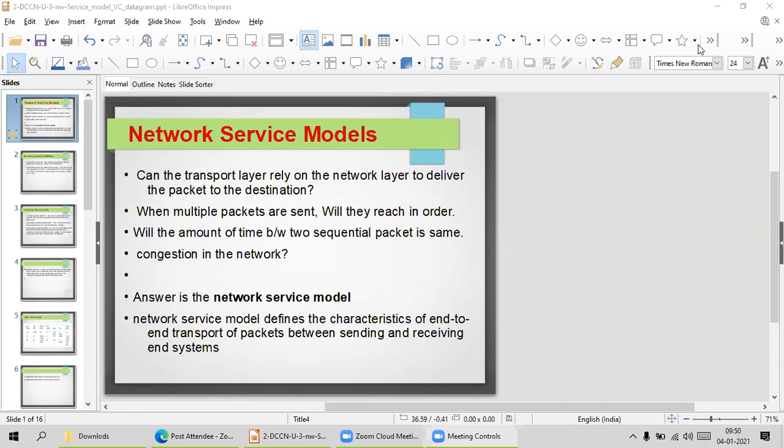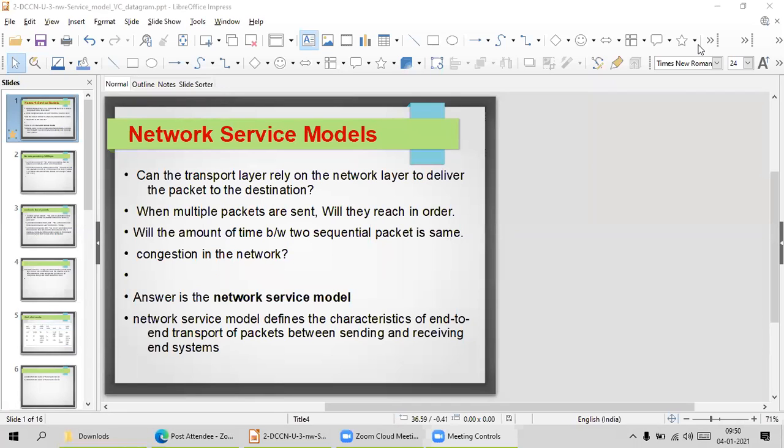Second question, when multiple packets are sent, that means I have n number of packets. For the sake of retransmission, our network will cut down the whole information into small packets, and those packets are multiple in number. Okay, will they reach in order? That means whenever you are sending any packets through your network layer, every packet should have its own numbering. That means the sequence numbering format we have discussed in the data link layer also. Will they reach in order? That means at the receiver end also they have to have the sequence numbering.